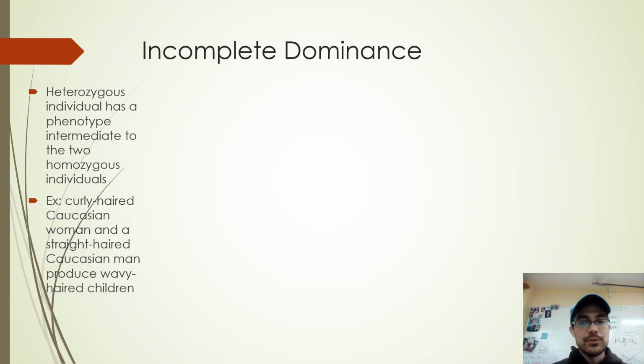The example that was used in the notes was straight hair and curly hair. In humans, generally speaking, those are the two that you can get. However, when you mix the two, you tend to get wavy hair between the two. Wavy hair is not quite curly, not quite straight, it's a bit of a blend of the two, and so that is where an example of incomplete dominance would come in.